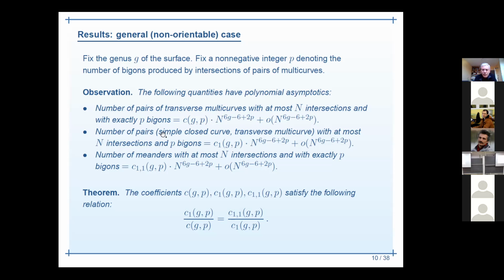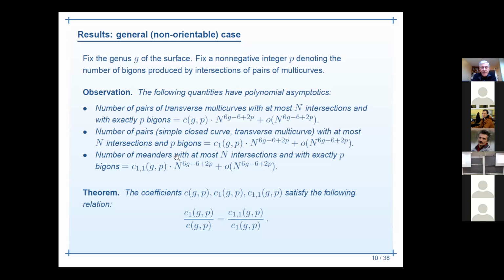Now we can count the subset of the previous set. Now I require that, say, the red curve is a simple closed curve. It's not a multi-curve anymore, it's just a single simple closed curve. And the blue curve is some transverse multi-curve. We get a subset of what we had before. And the claim is that we have polynomial growth of the number of pairs like this, where I can see the pair as before as a meander up to homotopy and up to free homotopy. And there is another non-zero coefficient here.